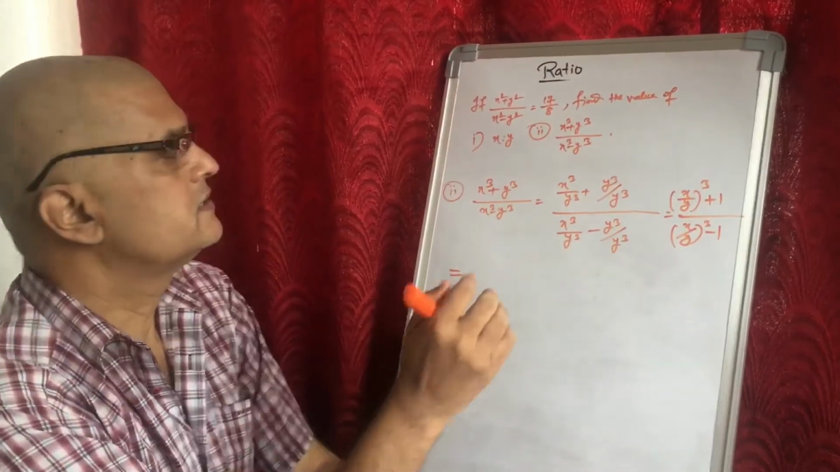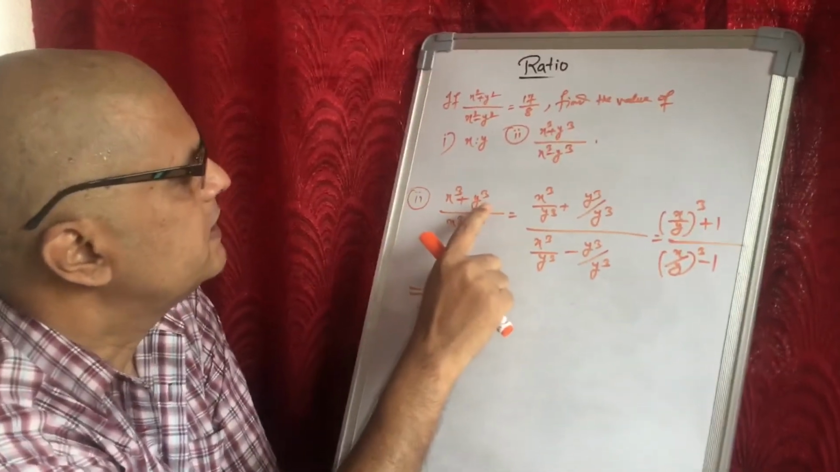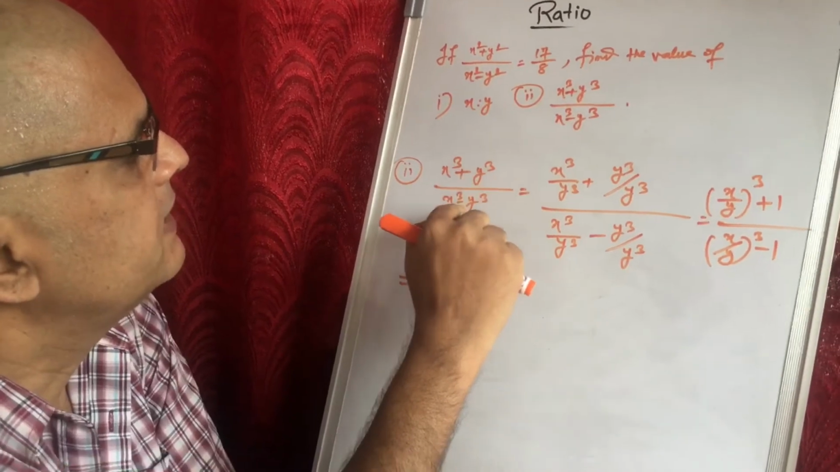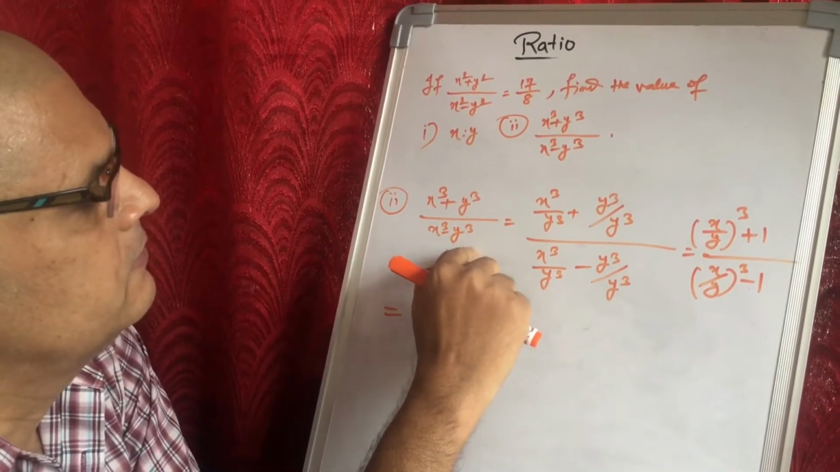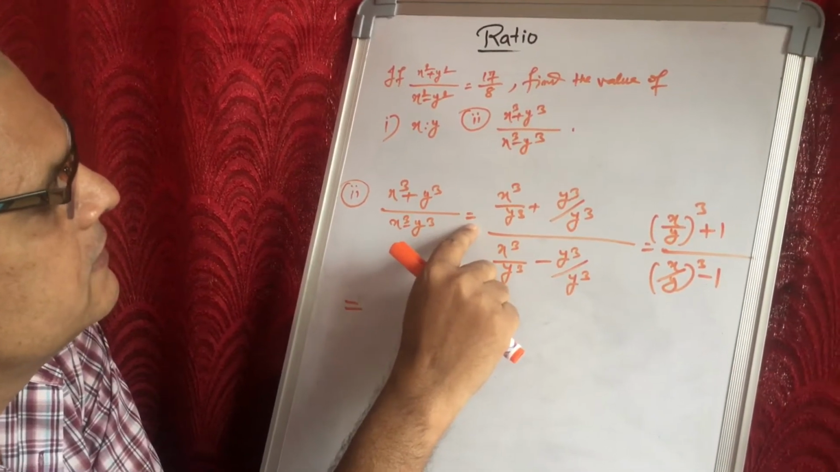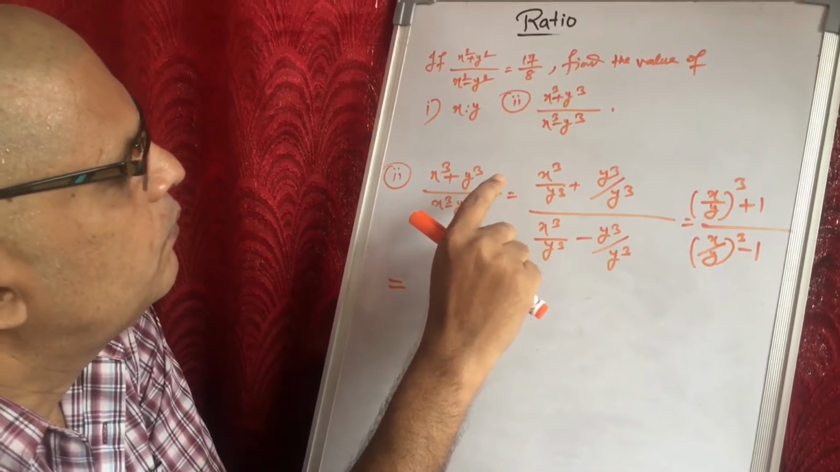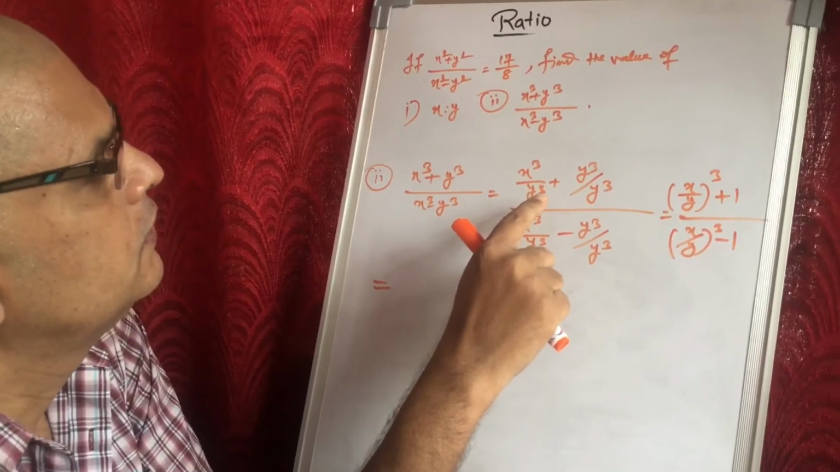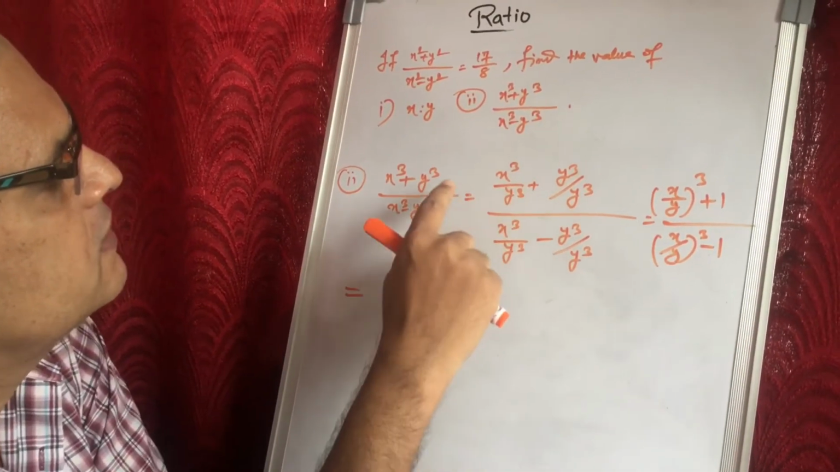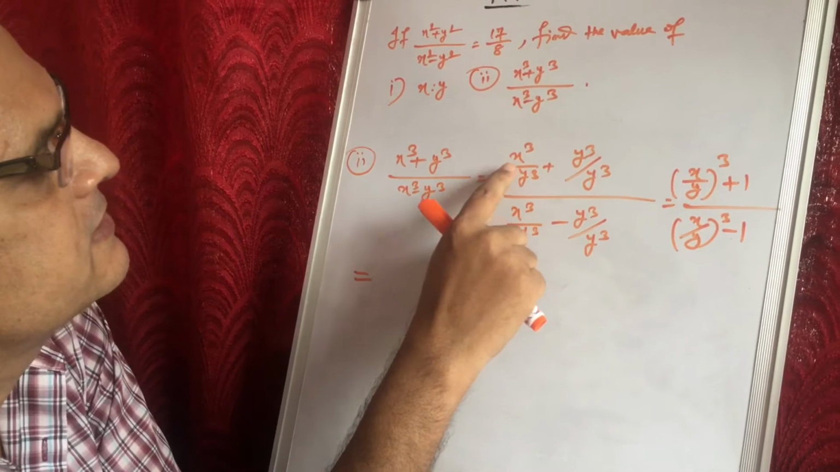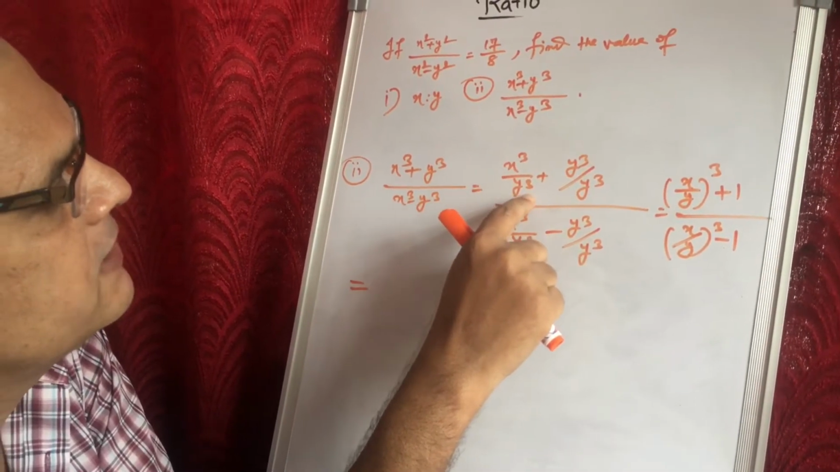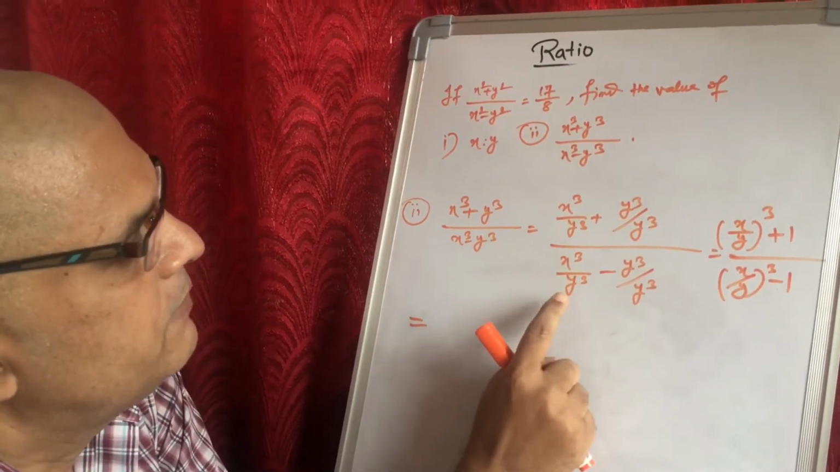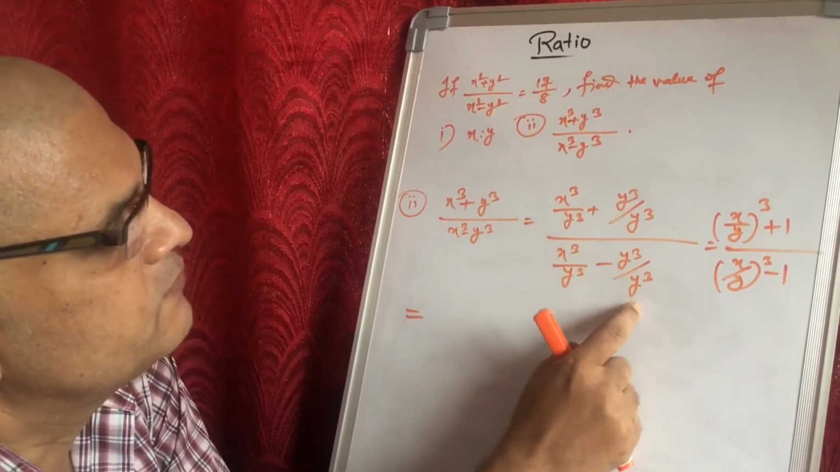Now see friends, I have to find the value of x cube plus y cube divided by x cube minus y cube. Now I have to divide both the terms by y cube. So after dividing both the terms by y cube, it will be like this: x cube divided by y cube plus y cube by y cube, divided by x cube by y cube minus y cube by y cube.